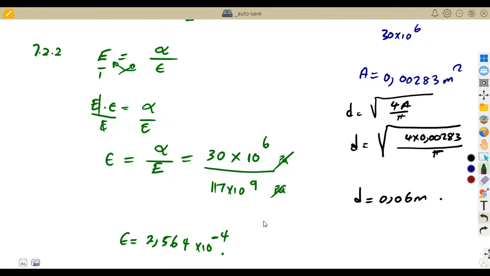Or as a decimal, if you wanted, it was going to be 0,000256 or something like that. As you can see, it's best just to write it as an exponent like this, 2,564 times 10 to the exponent of negative 4. So that is how we're supposed to attempt this question.